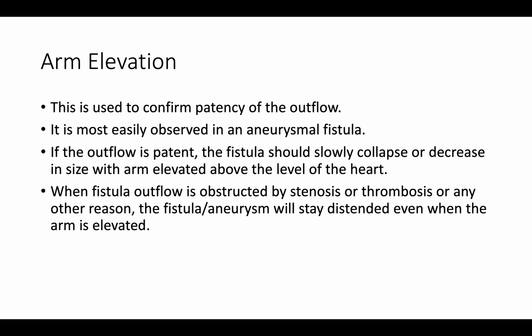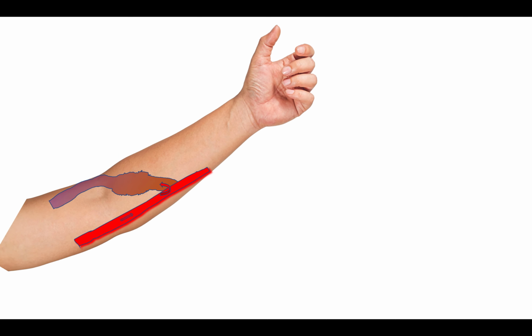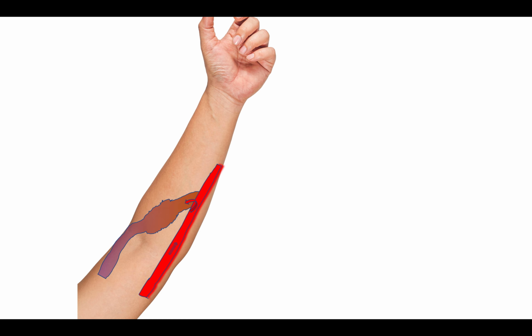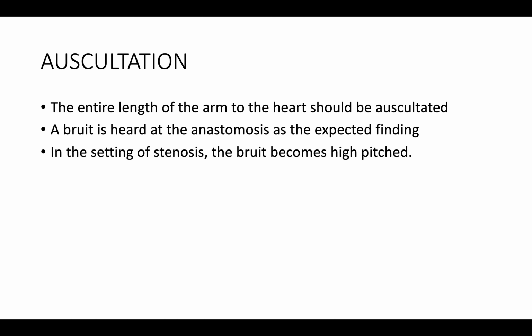Other special maneuvers include the arm elevation test. This is used to confirm patency of the outflow of the fistula. It's easily done in an aneurysmal or a very wide fistula because you can easily see the aneurysm or the fistula collapse. This is done by first evaluating the fistula with the arm in the normal position, and you see the aneurysmal segment right there. If you lift the arm above the level of the heart, if the outflow is patent, the fistula and the aneurysm should collapse, telling you that there's no outflow issues.